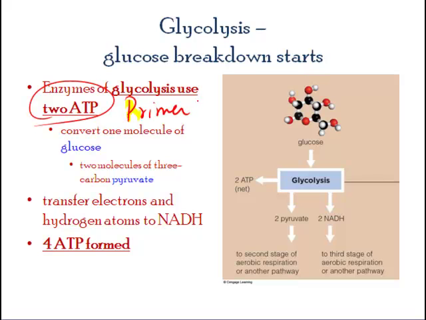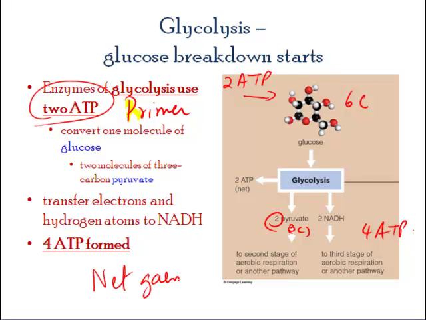It primes the reaction. Once glucose is split, it results at the end in 2 molecules of 3 carbon pyruvate. Remember, this was a 6 carbon molecule, so the pyruvate would be each 3 carbons. You must have 2 of these. Now, at the end of this reaction, 4 ATPs are released. If we started this reaction with 2 ATPs and I asked you what is the net gain, you can see very easily the net gain is only 2 ATPs because you used 2 to begin with.